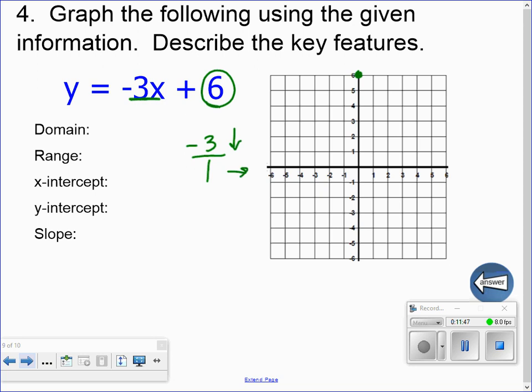So if we go down 3 and right 1, we have a point here. Down 3 and right 1, and again. Again, no real world situation here, so we assume that it goes on forever in both directions. So again, our domain and our range, all real numbers.